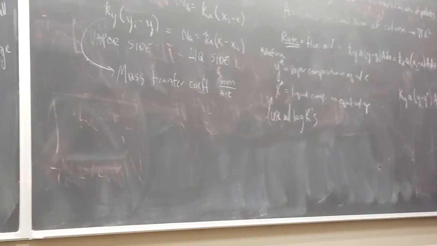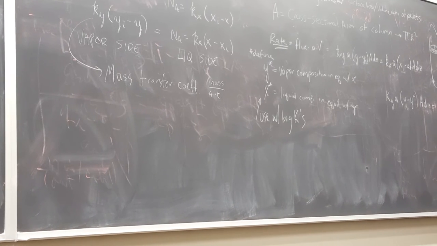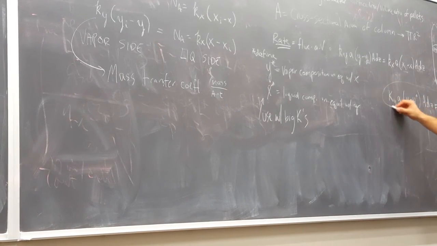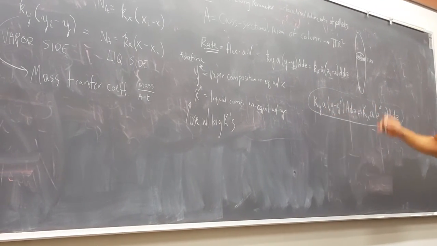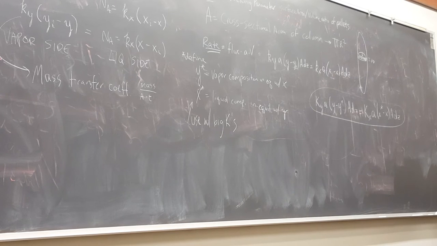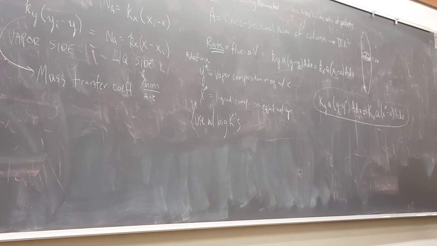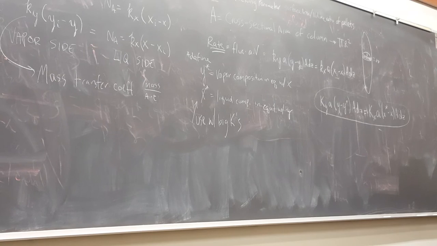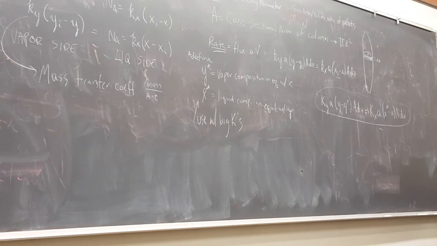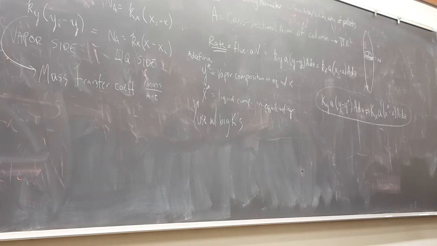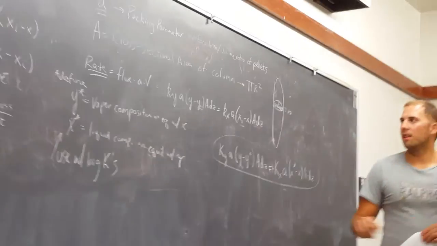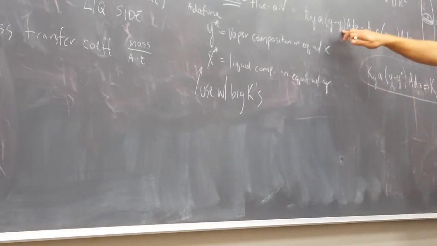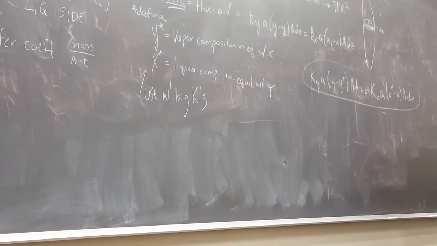Most of this is actually stuff you don't use, but you have to be aware of the difference between the big K's and the little K's. What's the difference between the big K and the little K? The little K you use with the interfacial. Oh, okay. And the big K you use with the stars.